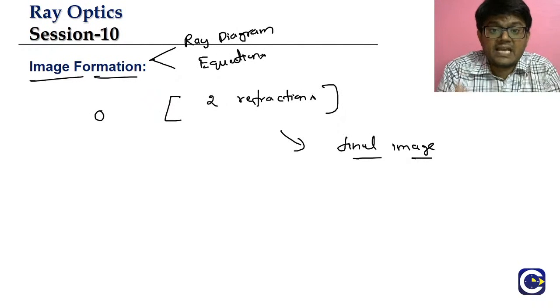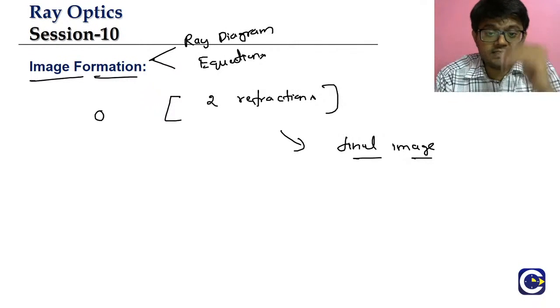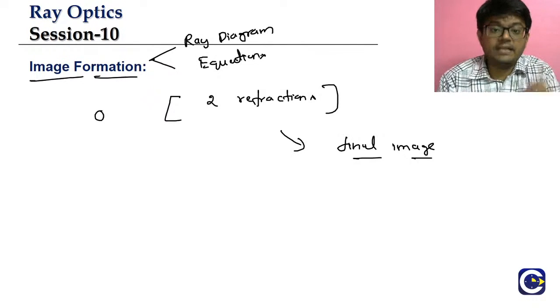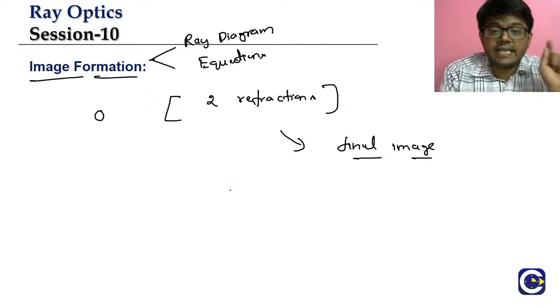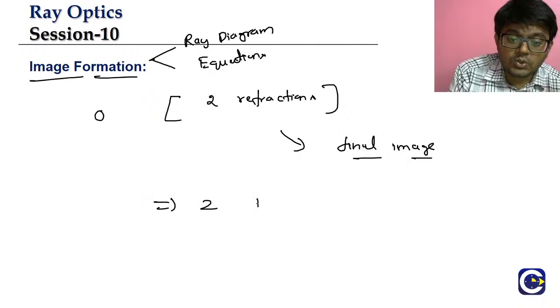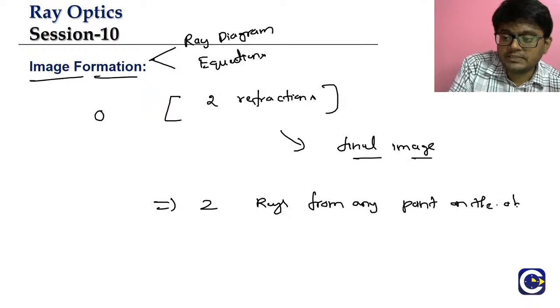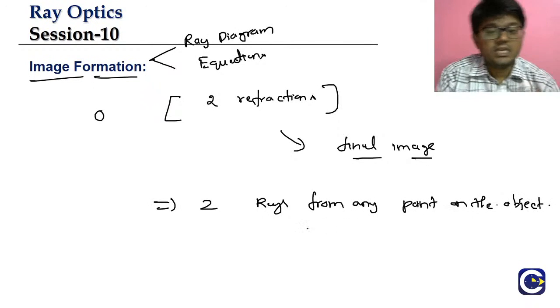So what is this ray diagram approach? We will try to draw the light rays coming from the object, and after refraction they are tracked, and we will see where the image is being formed by using at least a minimum of 2 rays from any point on the object. So we should have a minimum of what? 2 rays from any point on the object. Then only we will be able to track the image.